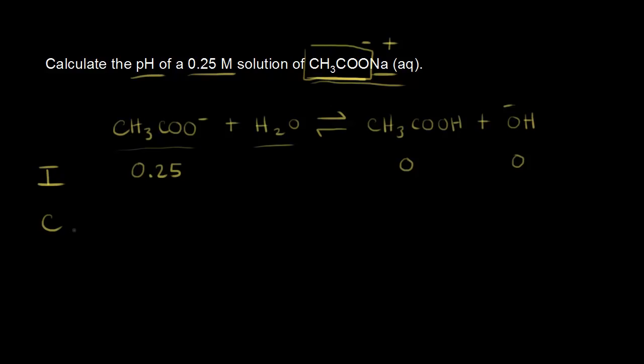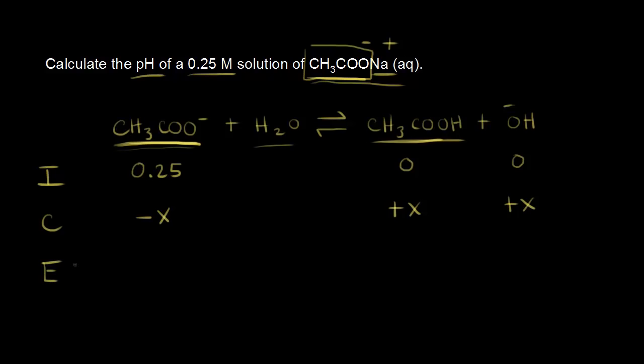Next, we think about the change. So CH3COO-, the acetate anion, when it reacts, it's going to turn into CH3COOH, or acetic acid. So whatever concentration we lose for the acetate anion, we gain for acetic acid. So if we make the concentration of the acetate anion X that reacts, right? So if X concentration reacts, we're going to lose X, and we're going to gain X over here. Right? It's the same thing for hydroxide. We would be gaining X, a concentration for the hydroxide.